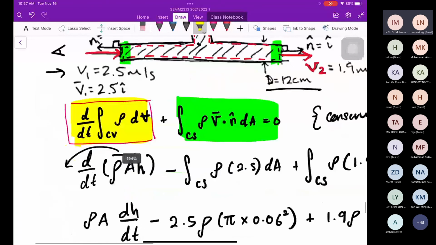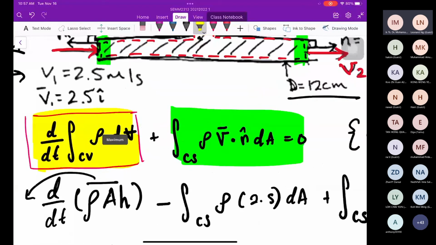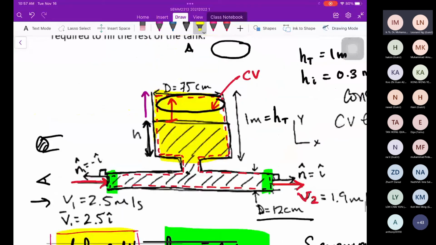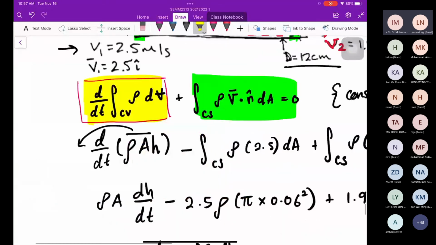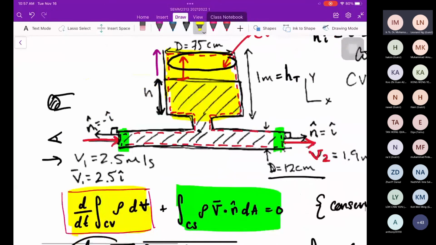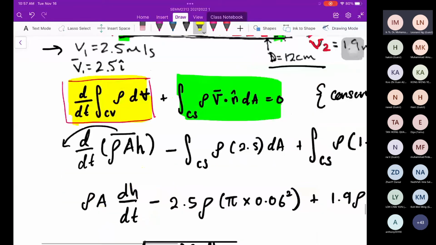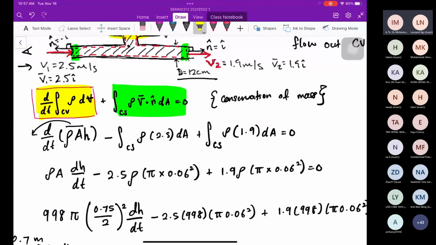And then you need to know which is constant and which varies. Density is constant. Volume will vary, because the volume of water inside the control volume will vary. In order to get volume, area multiply with H. So you realize that the H will vary. So density and A go outside, and only dH over dt remains. And this is control surface. How to remember? Into the control surface is negative, out of control surface is positive.